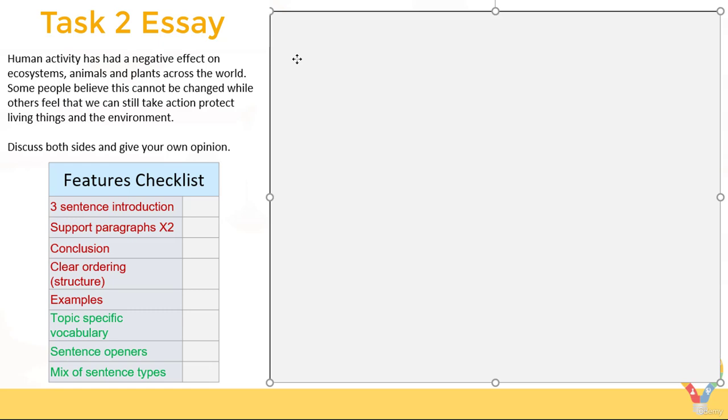A synonym for human activity. Let's say human beings have had a damaging impact on the environment and all living things on our planet. There you go. So there is our first sentence in the introduction, which simply paraphrases the question.